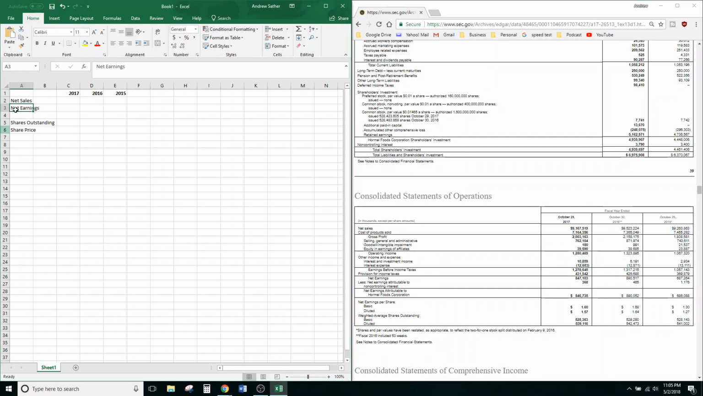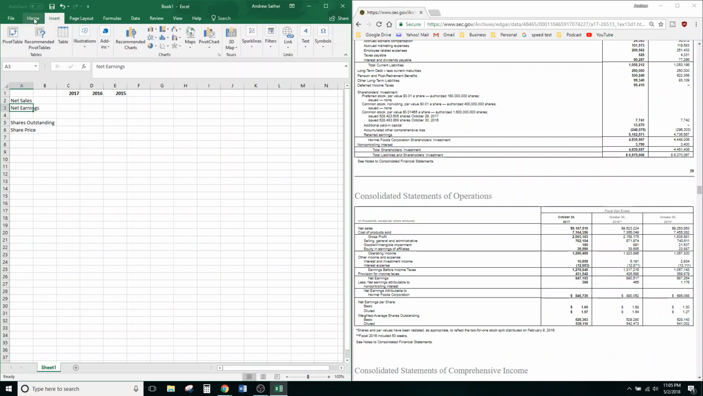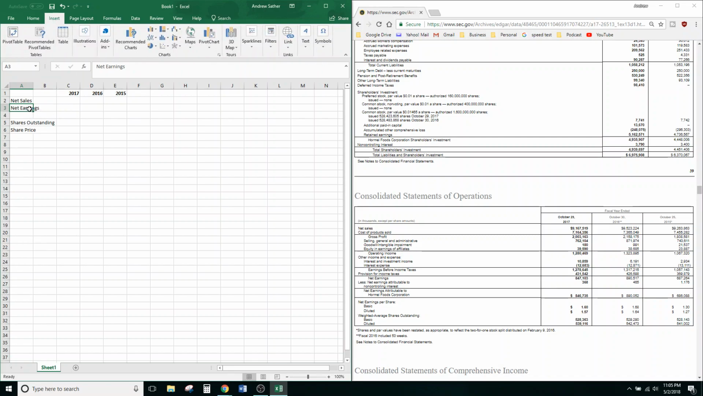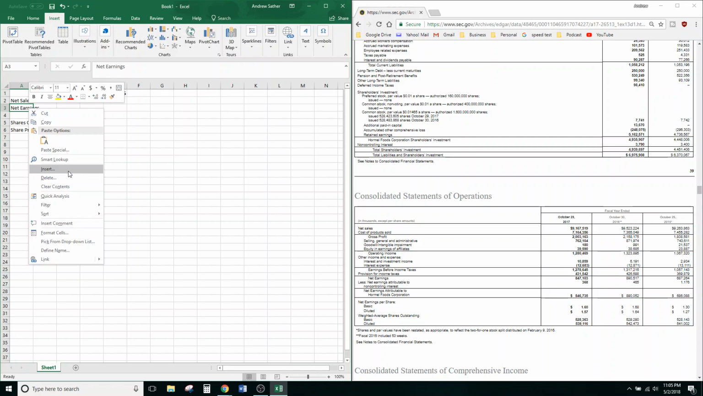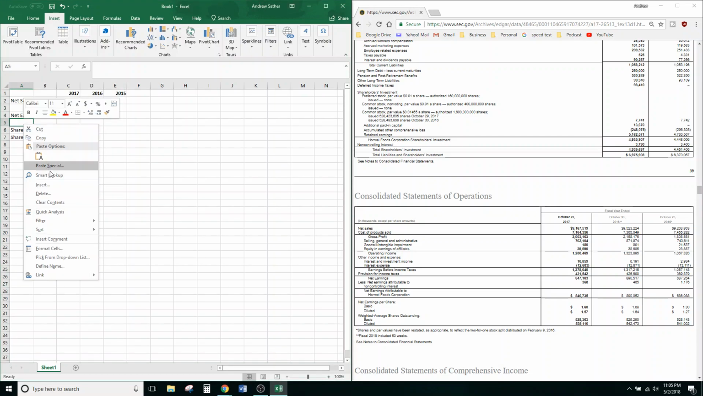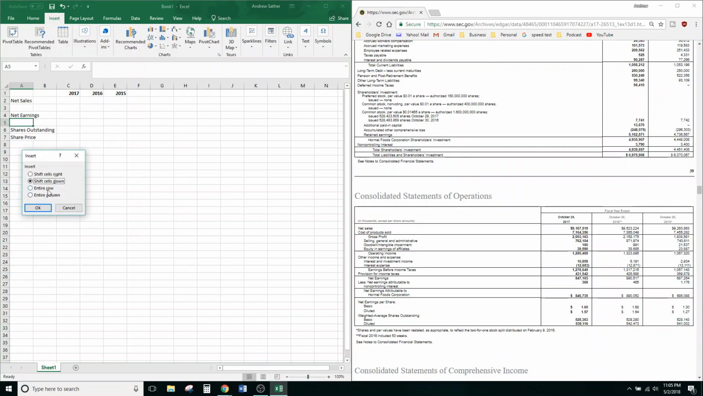Something I like to do, I've been doing this recently actually, because I think it's good to see revenue growth. So kind of in the same sense that I was calculating earnings growth, I like to look at top line growth as well.